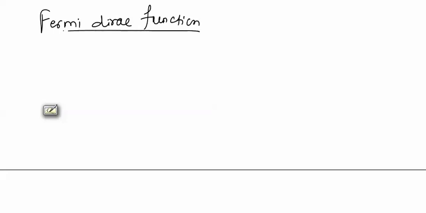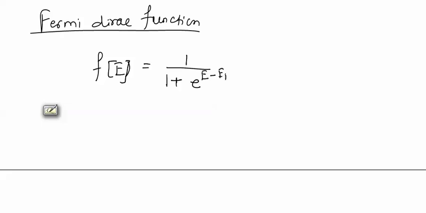Now, the Fermi Dirac function. The Fermi Dirac function is a probability density function which shows the probability of finding an electron at any energy level E. It is written as F of E, a function of energy, equal to 1 upon 1 plus e raised to power (E minus EF) divided by KT.